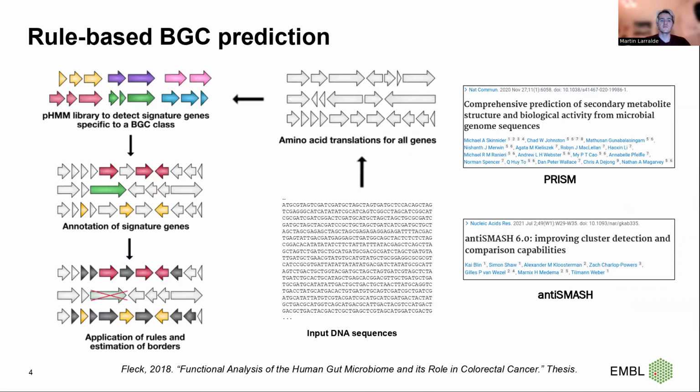To discover BGCs from genomic and metagenomic data, there are two families of methods. The first one is called rule-based BGC prediction, which uses a PHMM library to detect signature genes that are specific to a BGC class, or at least a family of BGCs. The input sequences are annotated only to look for these signature genes, and then some rules are applied to remove false positives. This approach has extremely high precision, in the sense that it leads to the discovery of BGCs that contain these signature genes, but it cannot find BGCs with novel architectures.